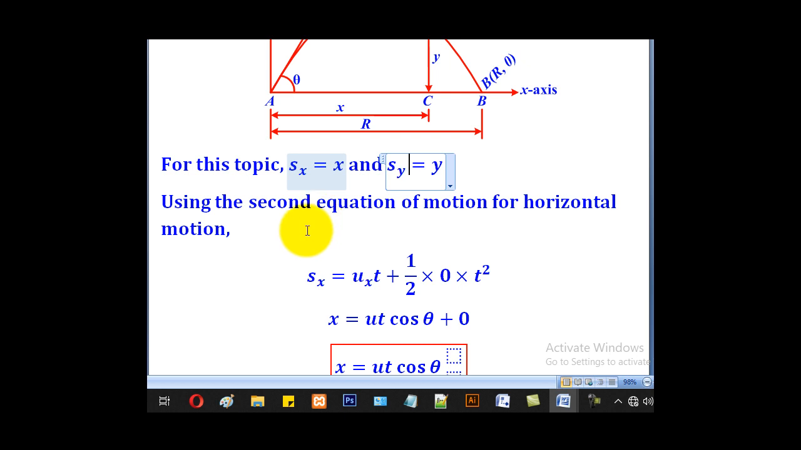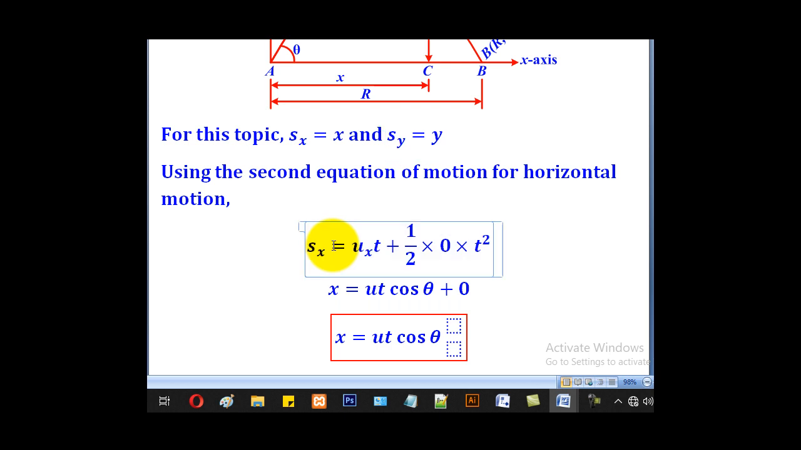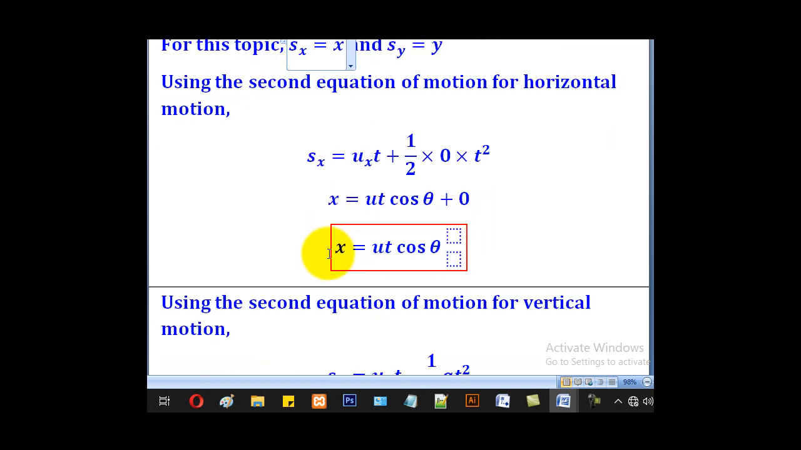Using the second equation of motion for horizontal motion, we come up with sx equal to uxt plus a half at squared. Here a is 0, meaning the whole of this goes away, and ux is u cos theta. sx is x, as we said here. Therefore, we come up with x equal to ut cos theta. So that is one equation for x.